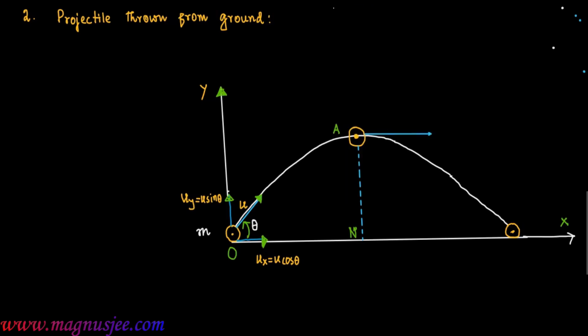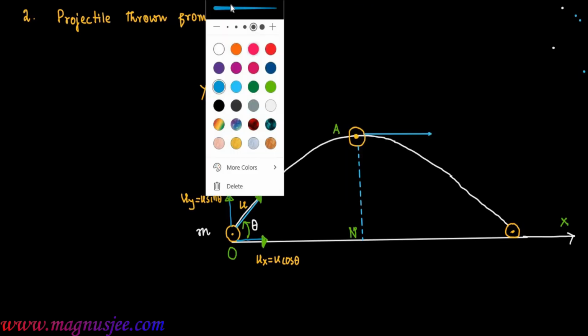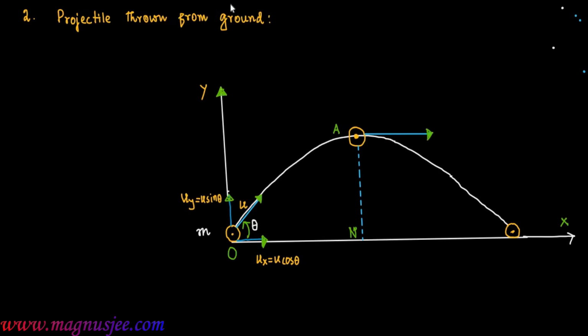At the highest point A, the projectile has the velocity V along the tangent AX1. H max, which is equal to AN, is the maximum height. At the point O, time t is equal to 0. At the point N, time t is equal to capital T1, which is the time of ascent, that means the time taken by the projectile to move from O to A.